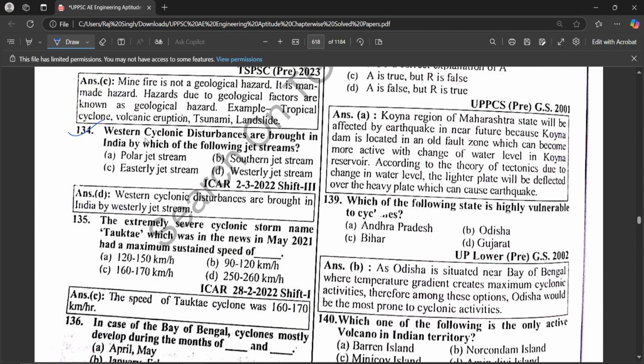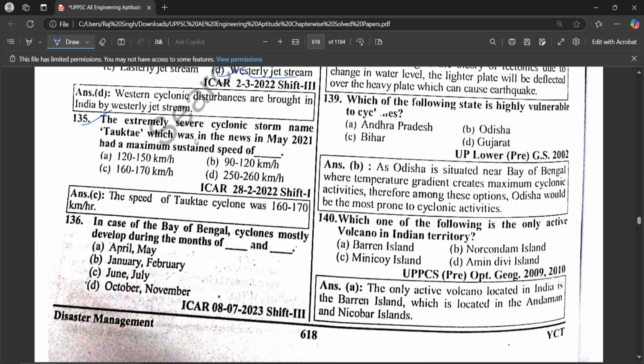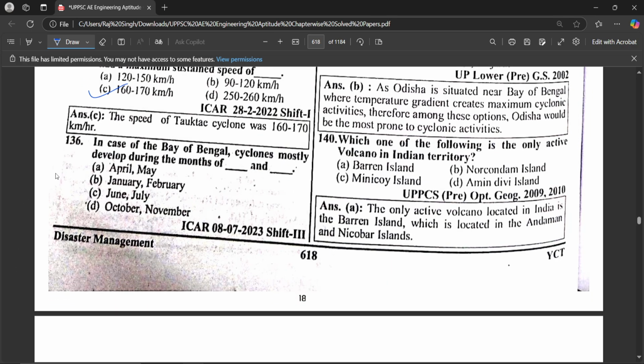Western cyclonic disturbances are brought to India by which of the following jet streams? The westerly jet stream. The extremely severe cyclonic storm named Tauktae, which was in the news in May 2022, had a maximum sustained speed of 160 to 170 km/h. In the case of Bay of Bengal cyclones, they mostly develop during the months of October and November.